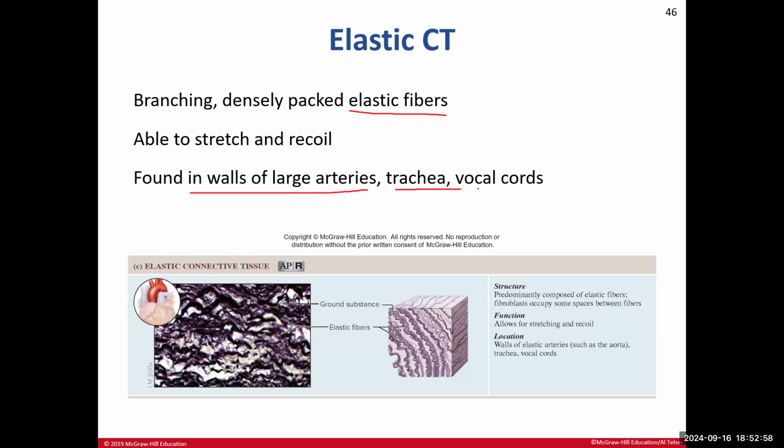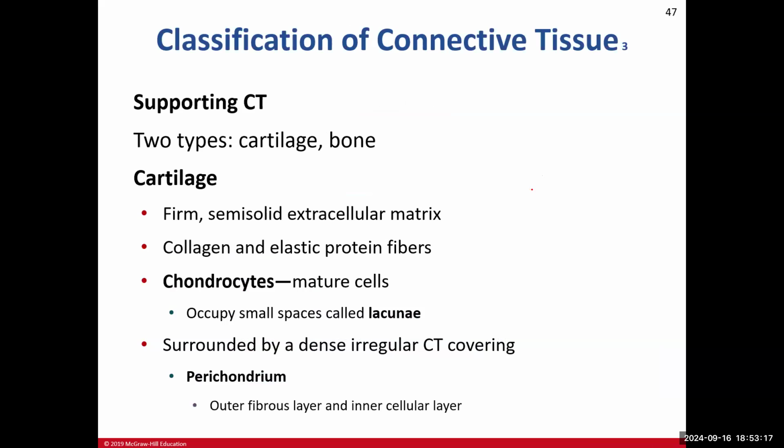Also in the trachea and the vocal cords. Vocal cords, especially when you're talking, as I'm doing right now, need to be able to stretch and recoil as I'm changing the opening to what we call the glottis, and that's the opening in the trachea that the air flows down into your lungs. But that's over near the larynx. You'll learn about that in another class. All right. That's it for the first type of connective tissue. So that's it for connective tissue proper, which is our first type.